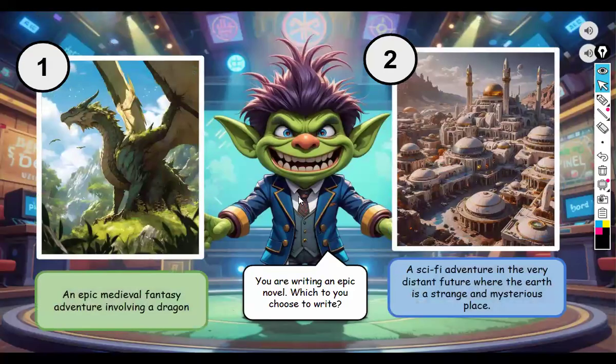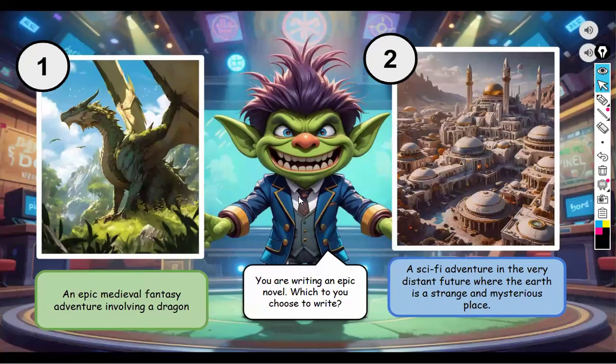You are writing an epic novel. I don't know if anybody here writes novels now, right? I don't read much, but when I do read a book, I have my preference. So you are writing an epic novel. Which one do you choose to write about? Are you a fan of an epic medieval fantasy like Lord of the Rings with dragons and goblins and wizards? Or are you a sci-fi person, which is option 2? You like space and spaceships and aliens and a whole set of fancy technology. So get ready to vote, and let's see which one the class votes on. Think on it.